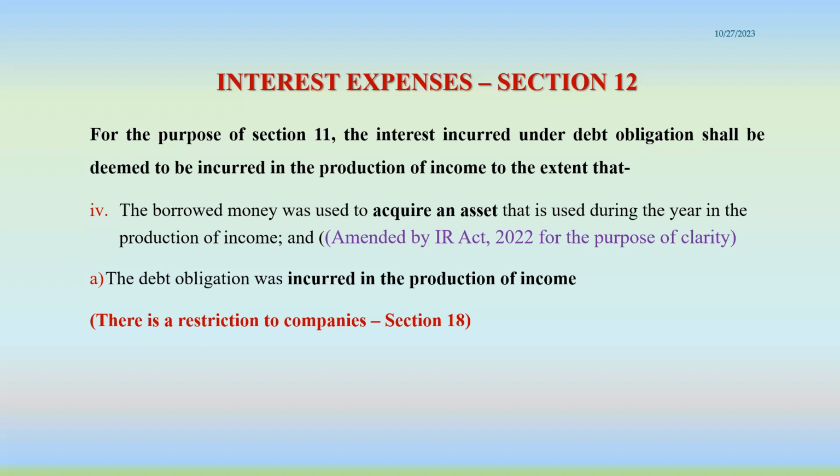And if that asset is used for the production of income, ඒ කියන්නේ අපි කරන්නේ මොකද? අපි loan එකක් අරන් machine එකක් ගන්න. මේ machine එක පාවිච්චි කරනවා අපේ ව්‍යාපාරයට for the production of income. Then the interest we pay in respect of that borrowed money is a deductible expenditure. ඒක තමයි මේ section 12 වලින් කියන්නේ.